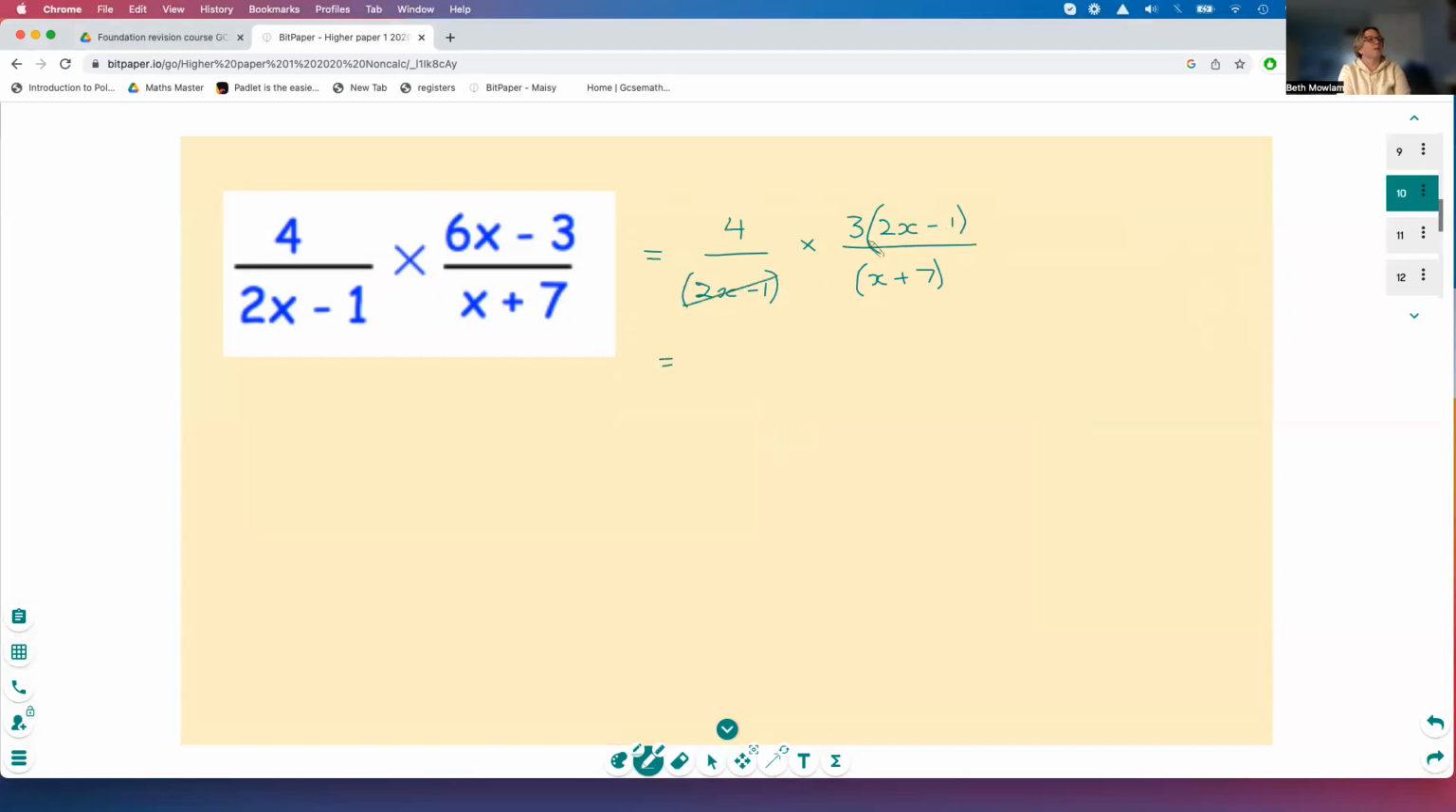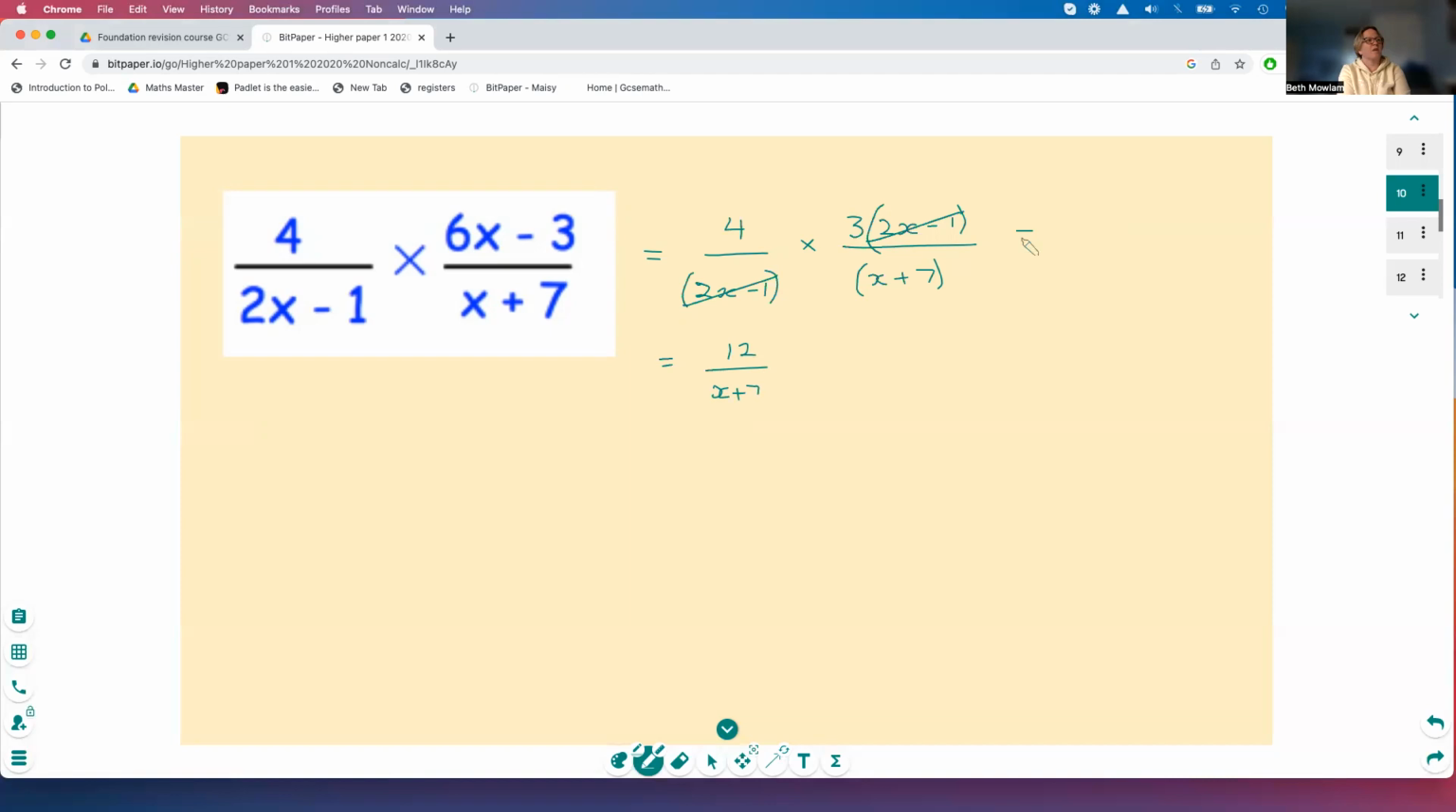2x minus 1 on the top and the bottom, so they cancel. This only works if it's a times in between them, by the way. Don't do it if it's a plus. 4 times 3 is 12 over x plus 7.